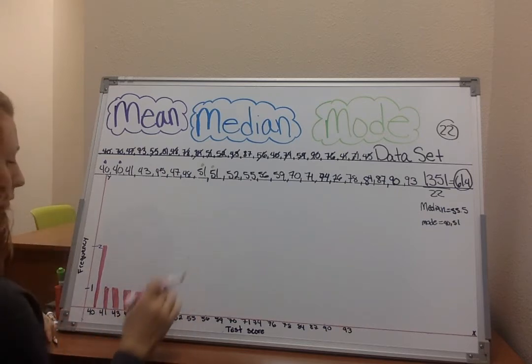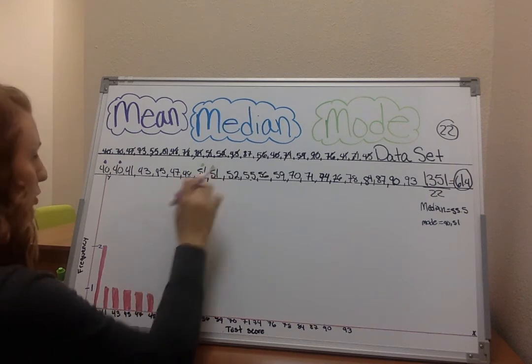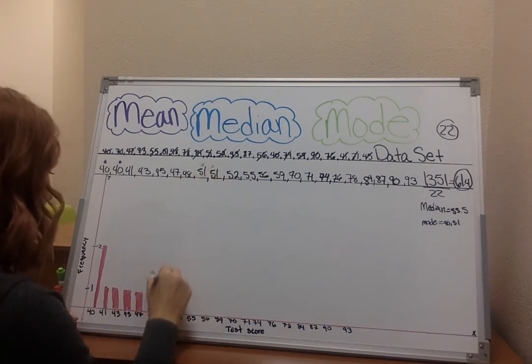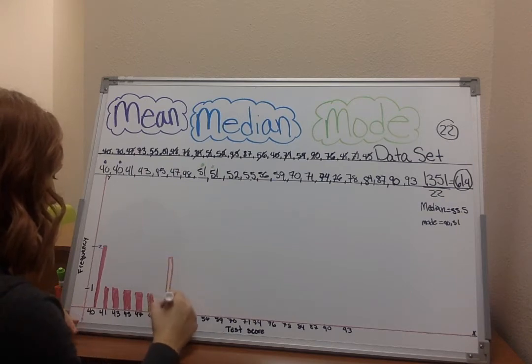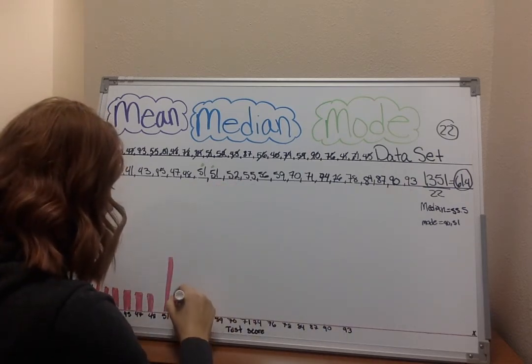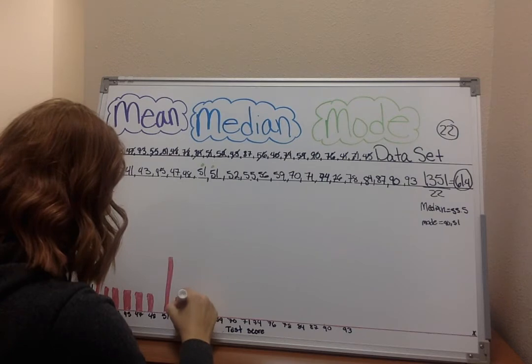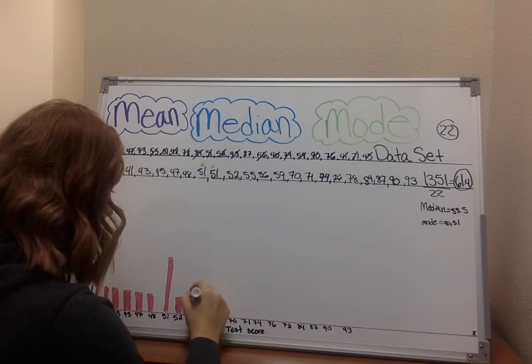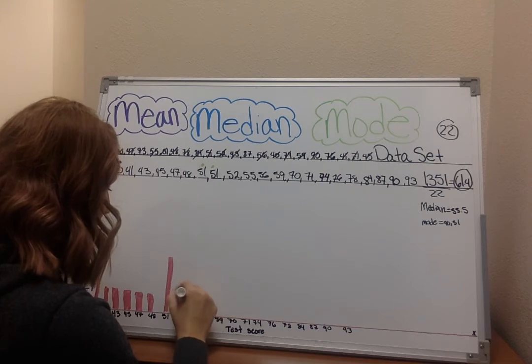52. Okay. Oops, 51. 51 has 2. So we're going to bring this up to the 2 mark again, just like we did for 40. And we're going to color our bar graph in. And then from 52 all the way to 93, there are only one of each number. So I want you to take your time and do your bar graph. Make sure all your bar graphs are even.